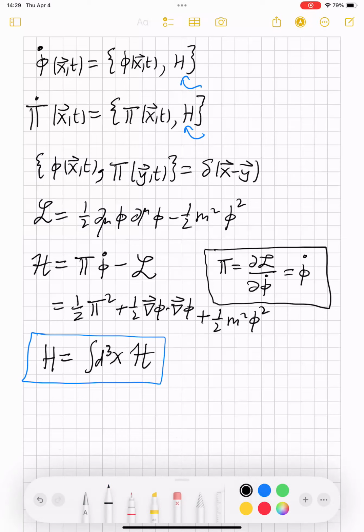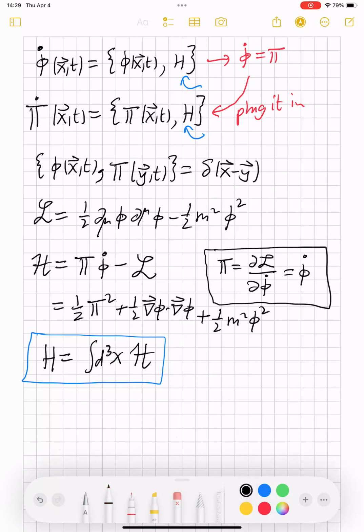Then what should you do? So this first equation over here should tell you that phi dot is equal to pi, and then you should plug it into the second equation. And from this second equation, you should now get something that agrees with what you got from the Euler-Lagrange equations.